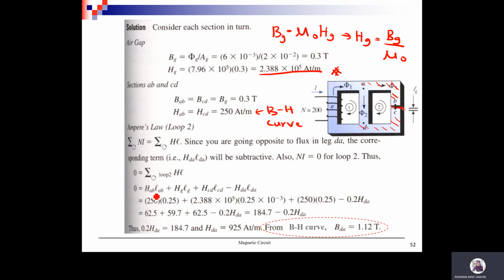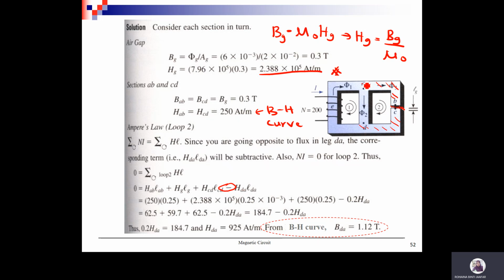So 0 equals HAB LAB, okay, here, plus your HG air gap, L air gap, plus HCD LCD. Then minus, because the direction is opposite, that's why you minus here, because this is opposite with phi 2.